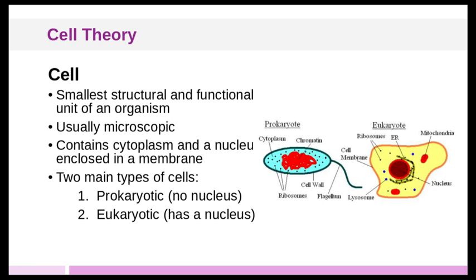Cells themselves are usually microscopic, meaning they typically require a microscope to observe them. Otherwise, they're too small to be seen with the naked eye. They contain cytoplasm and a nucleus enclosed in a membrane if we're talking about eukaryotic cells. And prokaryotic cells do not have a nucleus.